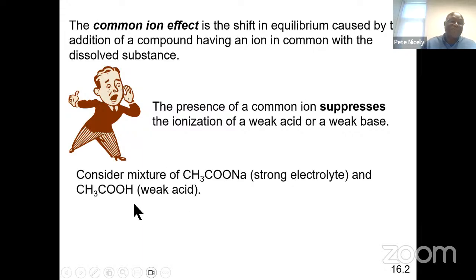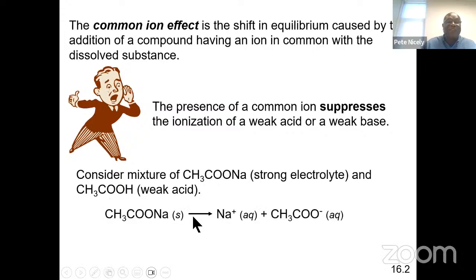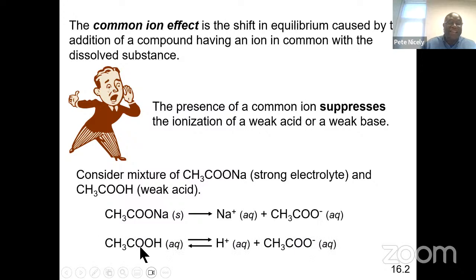So for example, let's look at this mixture. Let's say you have a mixture of sodium acetate, which by the way is a strong electrolyte. Any ionic compound that has sodium will dissociate very strongly. And then you have acetic acid, which is a very weak acid. The sodium acetate will dissociate completely to form the ions, and the acetic acid will undergo dissociation partially to form H+ and the acetate ion. So the ion that they both have in common is the acetate ion.